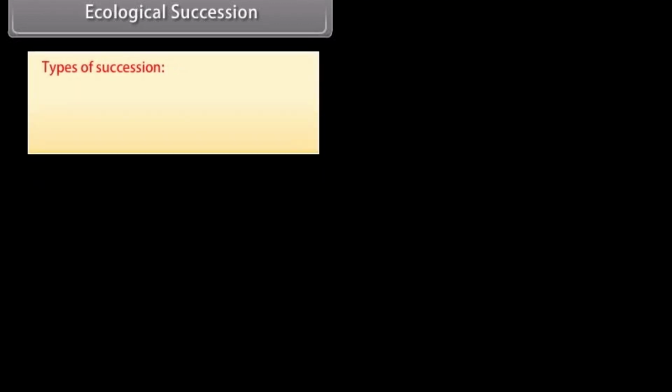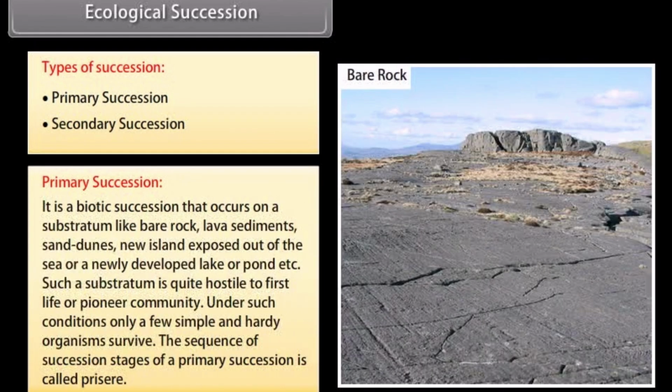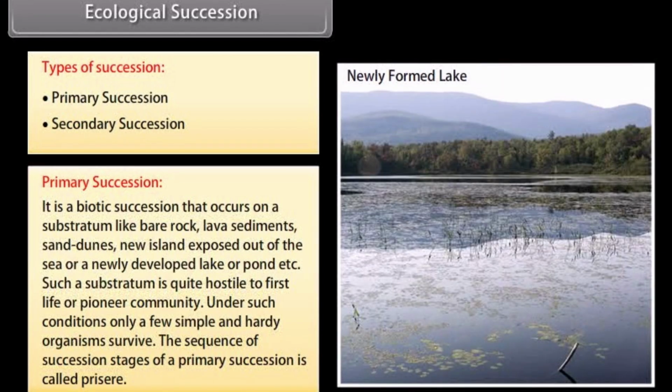Types of succession. There are two types of succession: primary succession and secondary succession. Primary succession is a biotic succession that occurs on a substratum like bare rock, lava sediments, sand dunes, a new island exposed out of the sea, or a newly developed lake or pond. Such a substratum is quite hostile to first life or prior community. Under such conditions, only a few simple and hardy organisms survive.